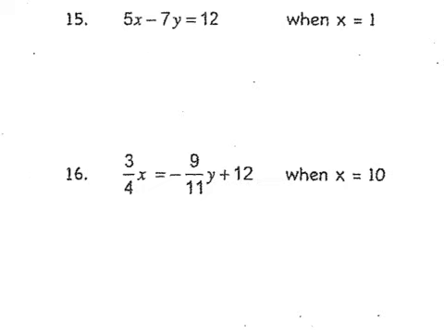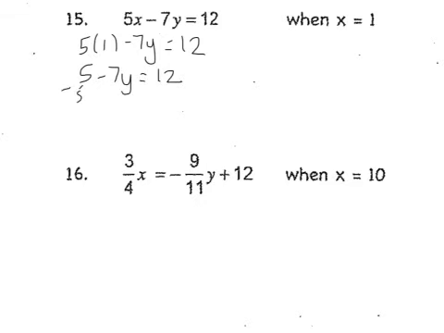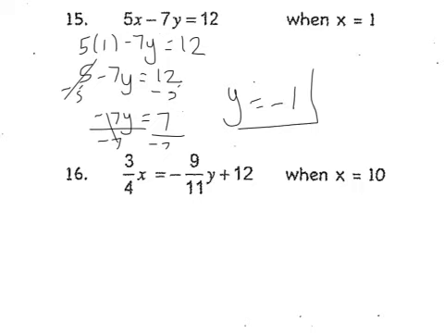This is page 4 of the Algebra Adult Ed Extra Credit Packet. So now we are substituting 1 for x. So we have 5 times 1 minus 7y equals 12. 5 minus 7y equals 12. And our goal is to solve for y. So this is a two-step equation. So we end up with negative 7y equals 7. And when you divide by negative 7, you get a y value of negative 1.